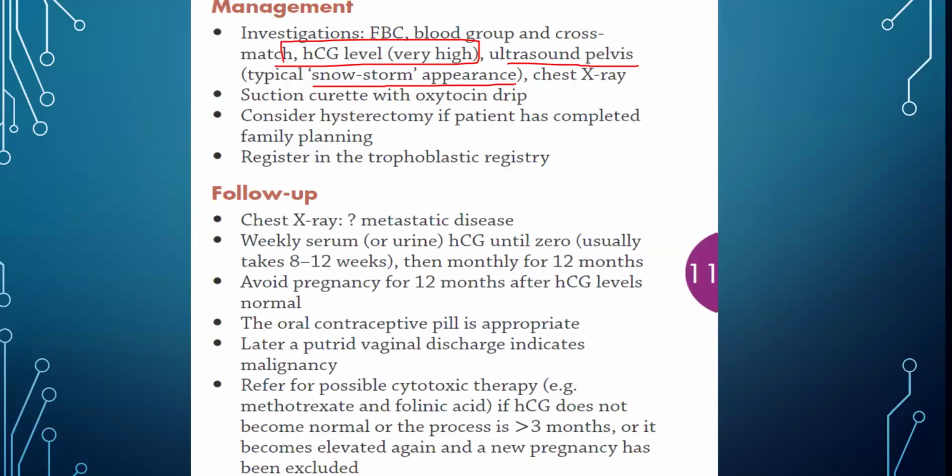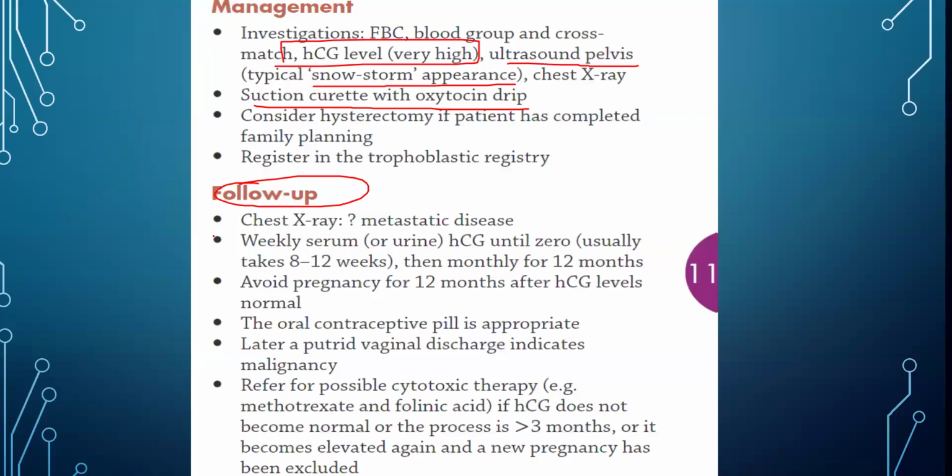So once it is confirmed, what would you do next? You need to remove this abnormal trophoblastic tissue. So the main treatment is suction curettage. So you remove it by suction curette, and also you can put the patient on an oxytocin drip to reduce the bleeding and to induce contraction. So once you remove it by suction curette, your job is not done there. There is a follow-up that's very important.